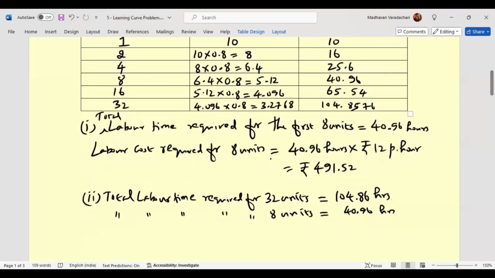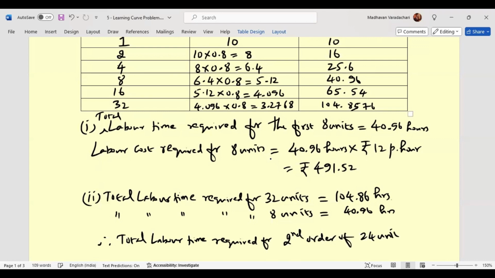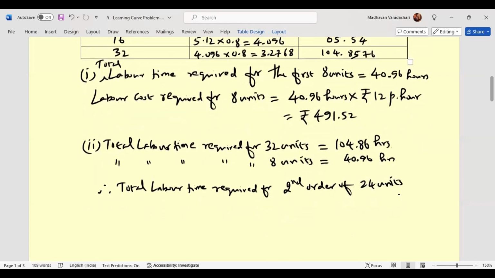So that means the total labor time required for the second order of 24 units will be the difference between the above, equal to 104.86 minus 40.96 hours, which will give us 63.90 hours.